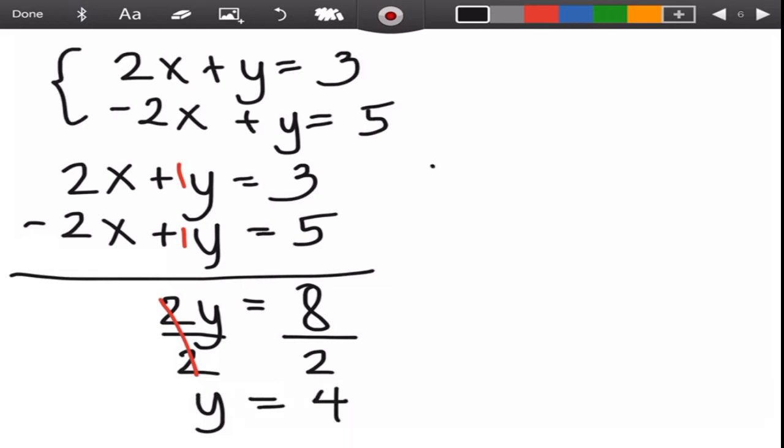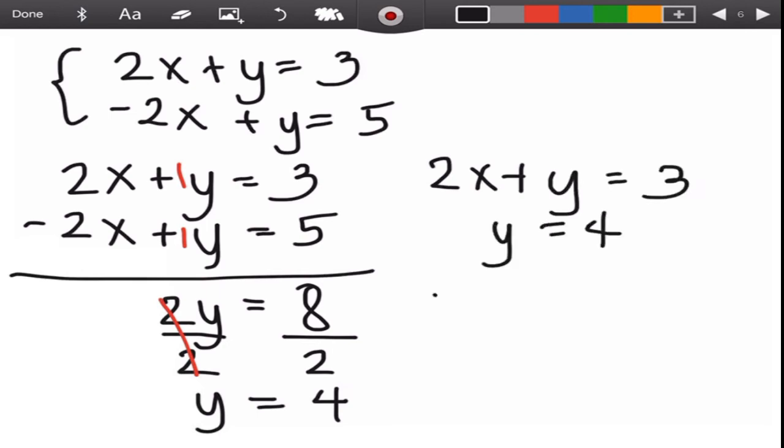Next, we will substitute to get the value of x. You can choose which equation you want to use. In this case, I want to use the first equation, 2x plus y equals 3, where y is 4. So we will substitute the value of y. So we have 2x plus 4 equals 3. We will use the left and the right side.